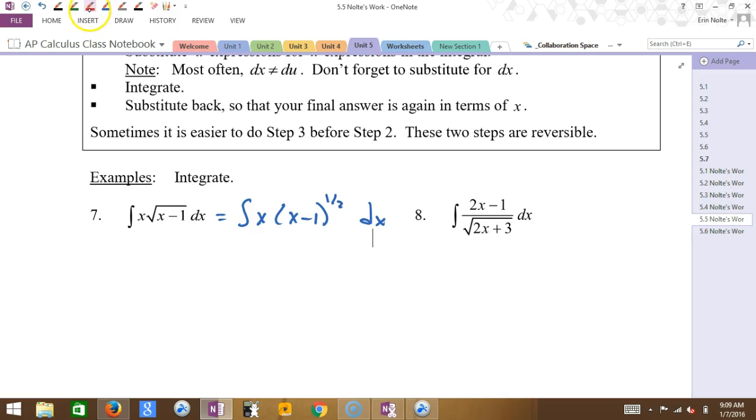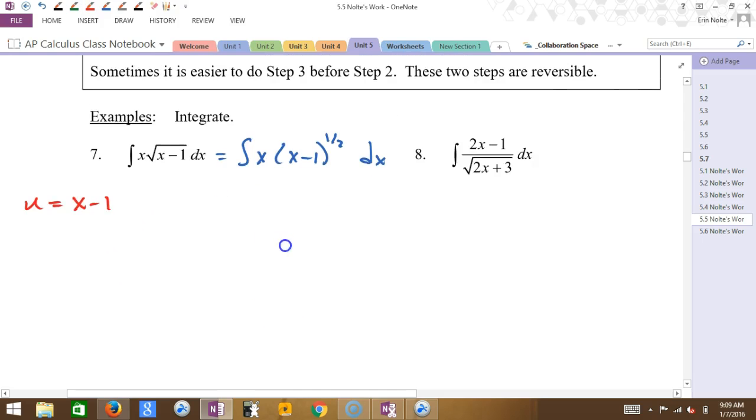So what is my u? X minus 1. Okay, so u is x minus 1. So the next thing I want to know is what is the value of x? Okay, so if I look at my red piece and solve for x, what is x equal to? U plus 1. Good.